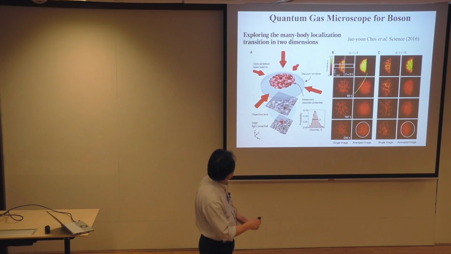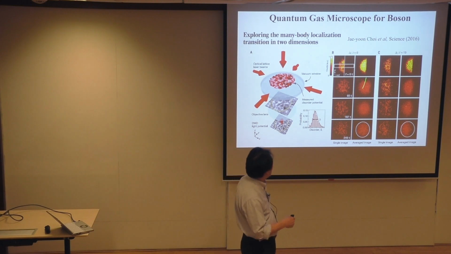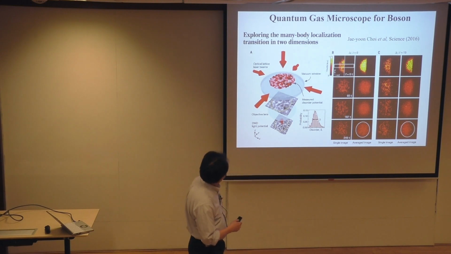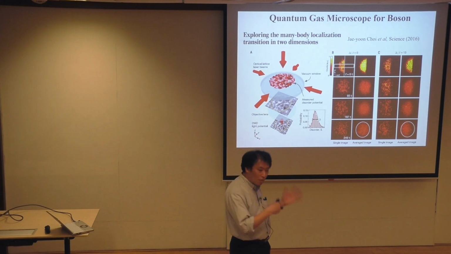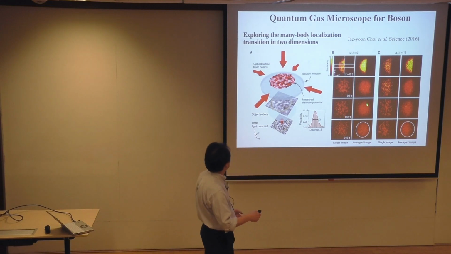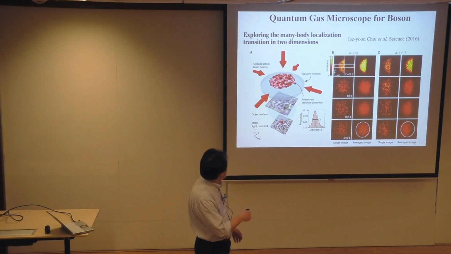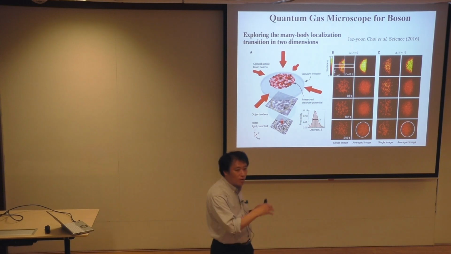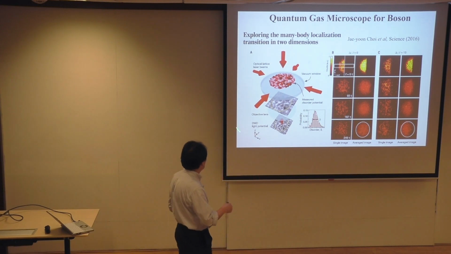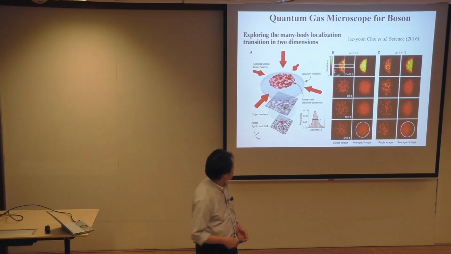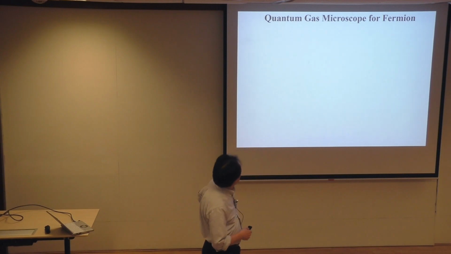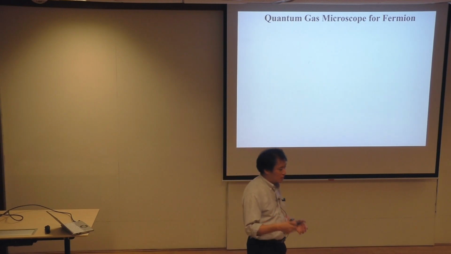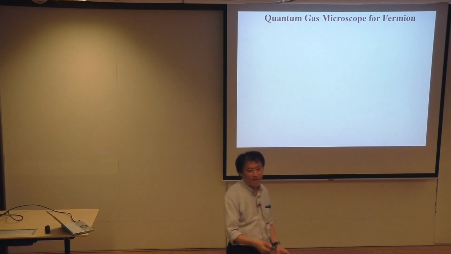This was the work by the Max Planck group, and they studied the localization, thermalization and non-thermalization behavior with this technique by creating the disorder potential using a spatial light modulator. And more recently, the quantum gas microscope was also developed for the Fermi Hubbard model.